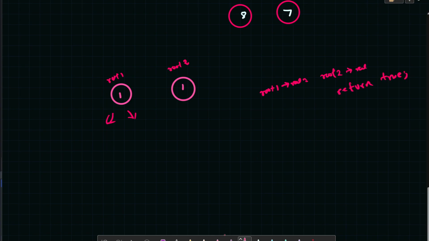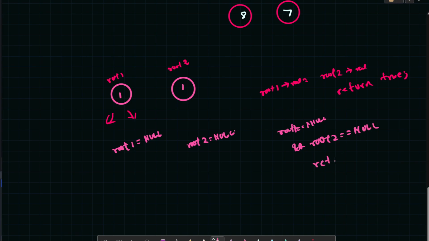And suppose that my root 1 is null. It means there is no tree on root 1, and my root 2 is also null. Can you tell me whether these two are equal or not? Yes, these two are equal because null equals null. So in that case, for root 1 equal to null and root 2 also equal to null, we can return true. True means simply we can return 1. Okay, we understand these two cases.